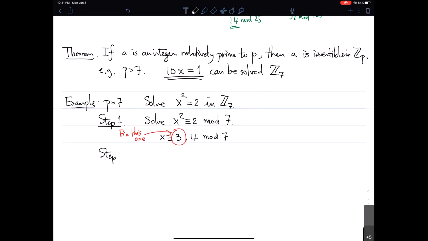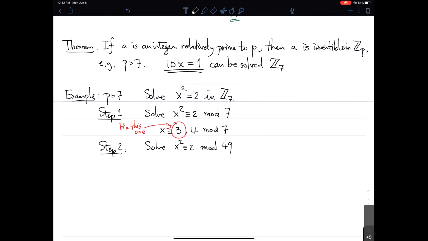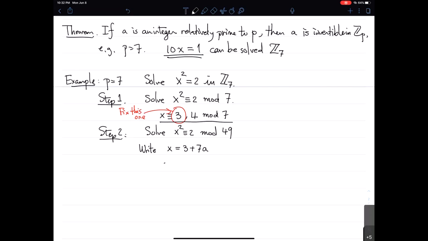Okay, step 2 is that once we've done that, I want to solve x squared congruent to 2 mod 49, which is the square root of 2 mod 49. Of course, I can go through all the residues mod 49, but that will take some time. But I already know that x is congruent to 3 mod 7, so I can take advantage of that. Namely, my x must be equal to 3 plus 7a. Now I plug x equals 3 plus 7a into the equation I want to solve.